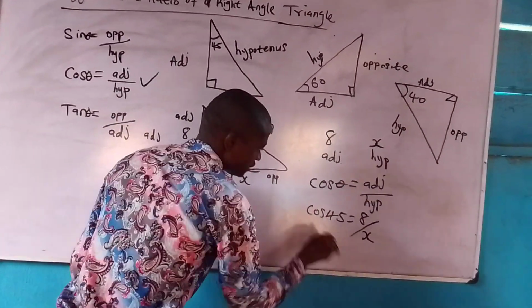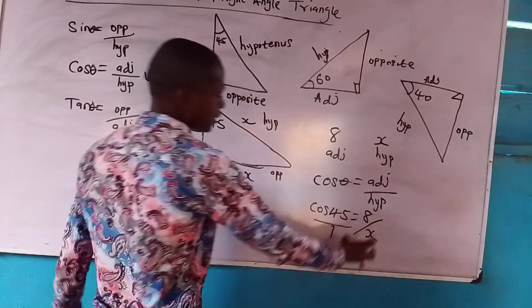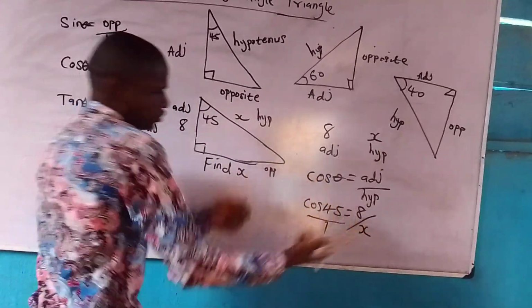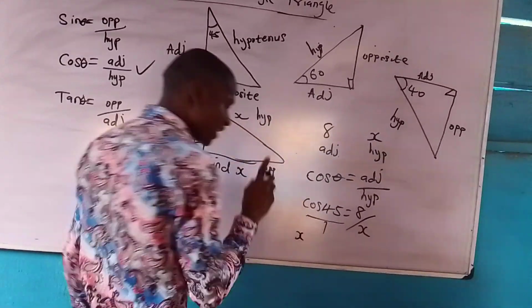Now, what do we do? You may just say cross over 1. You cross multiply. x will be times cos 45, and 8 will be times 1. What do you do? You just say x. Be careful at this point.